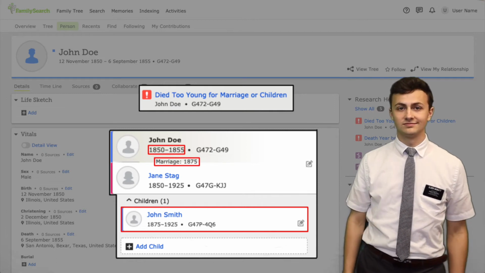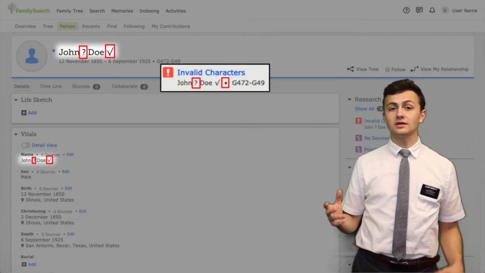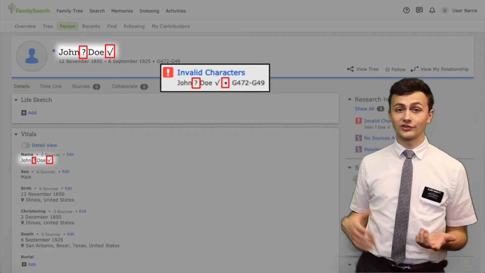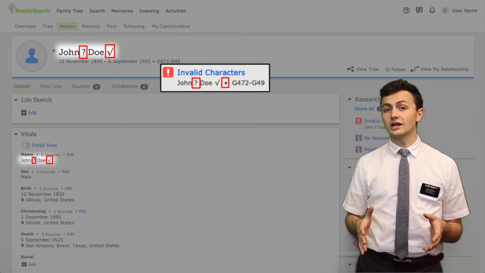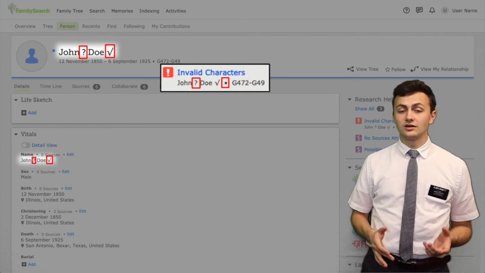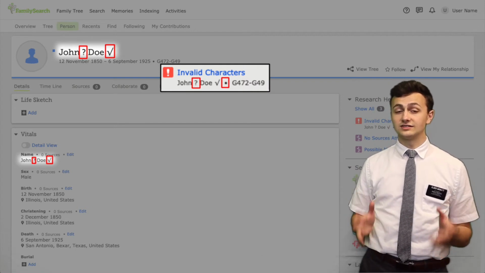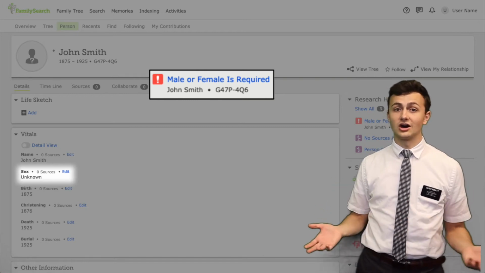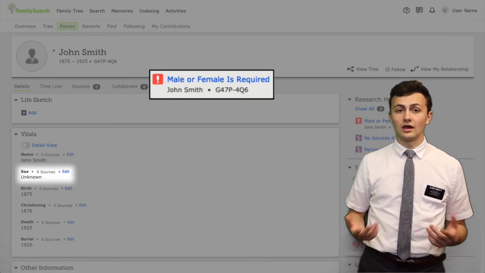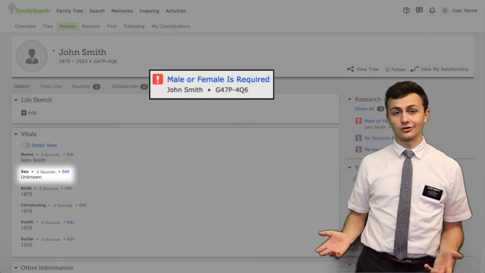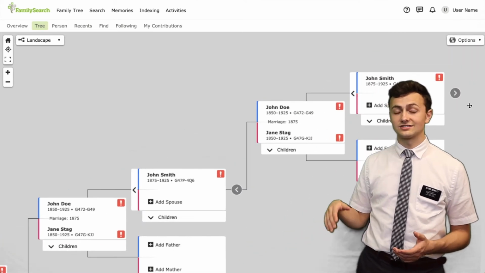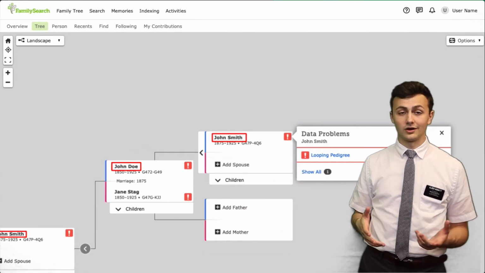And lastly, if an individual died before they could have children or be married, which is the age of 8. The next data problem is an invalid character in the name, such as a question mark or the square root symbol. These data problems can be dismissed. After that is the sex information. So if an individual's sex info is not listed. And then we have looping pedigree. This is when a child is listed as a person's parent as well.